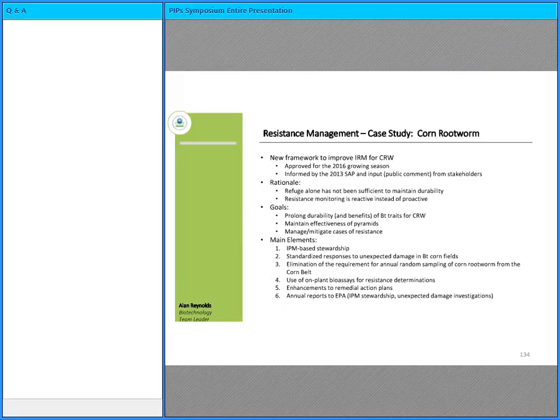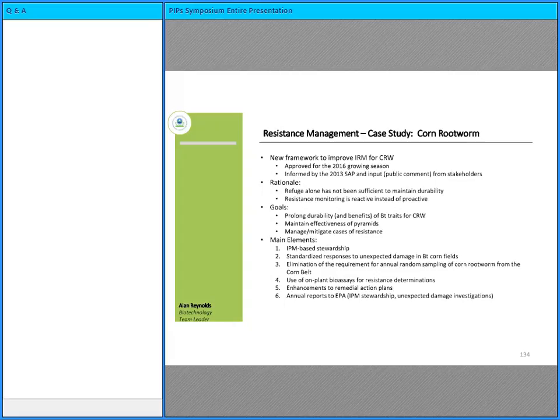It was based on information and guidance that we got from an SAP meeting that we held in 2013, as well as public comment and input from a wide range of stakeholders. The reason we did this is, as I mentioned, we had resistance develop relatively quickly, within 10 years of commercialization of these traits. And so our conclusion was that refuge alone has not been sufficient to maintain durability with rootworm. And the resistance monitoring strategies have been reactive rather than proactive.